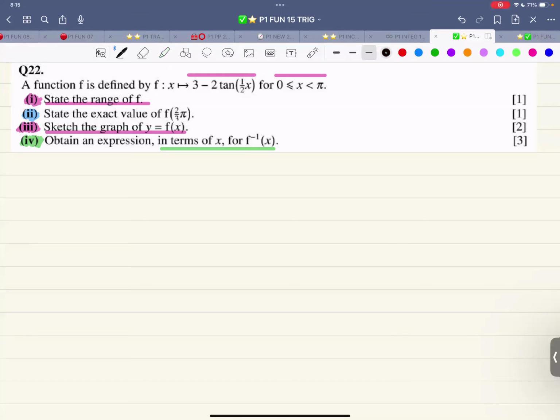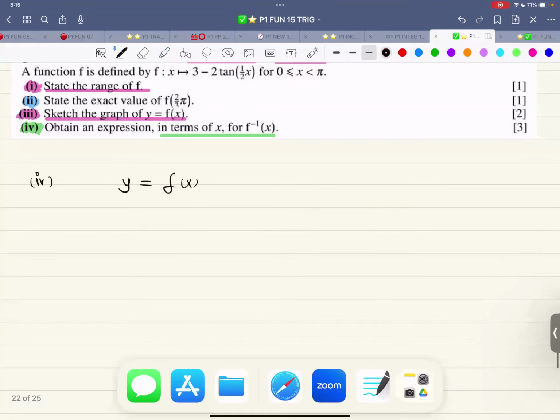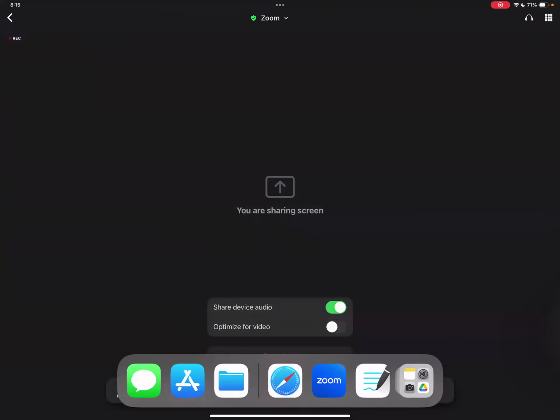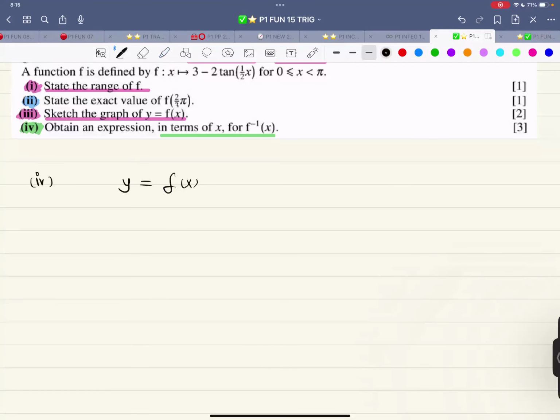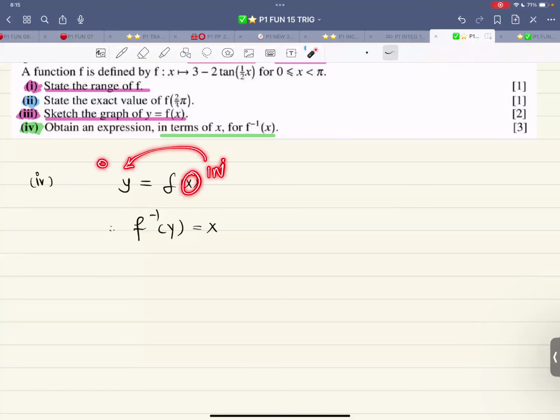Now, let me start with the easy part. The easiest part is part 4. We have y equals f(x). Therefore, f inverse y equals x. That is the traditional thing that we write. This is the input. It gives us an output. In the inverse, when we plug in the output, we will recover back the input.